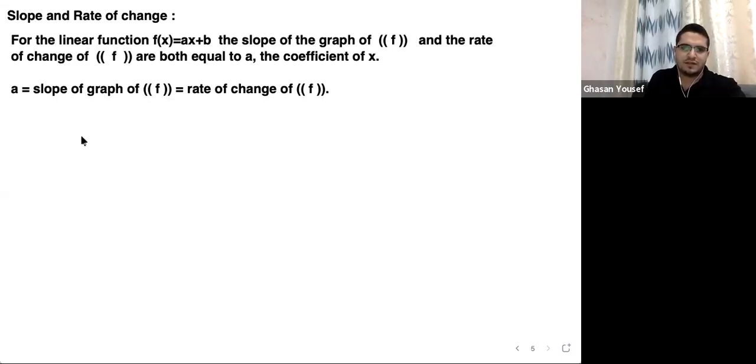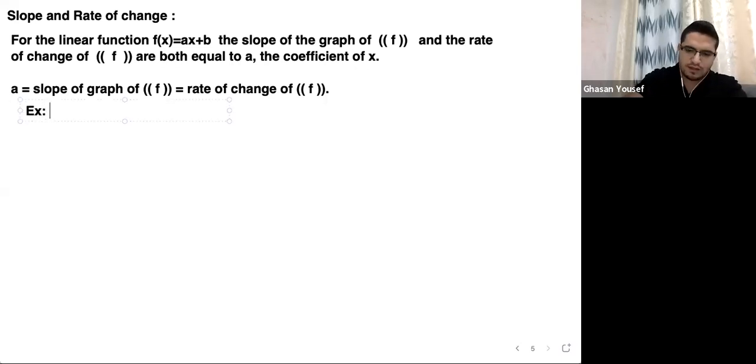For the linear function f of x equals ax plus b, the slope of the graph of f and the rate of change of f are both equal to a, and a is the coefficient of x. I should know a is equal to the slope of the graph of f and the same as the rate of change of f. Let me give you an example for this.